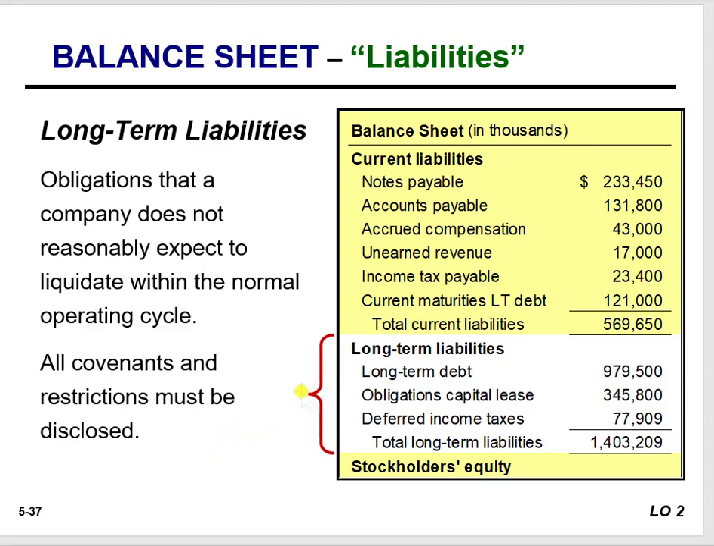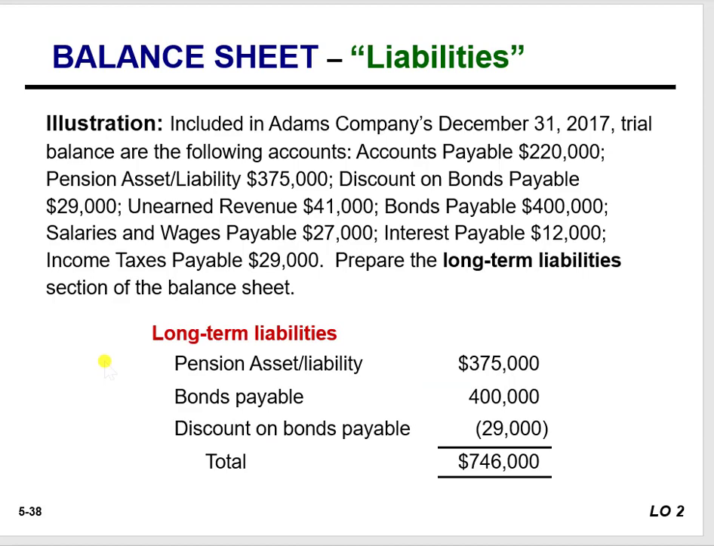And so again, here you have long-term debt, obligations of capital lease, and deferred income tax as your examples. So illustration. Included in Adams Company's December 31st, 2017 trial balance are the following accounts. Accounts payable, pension asset liability, discount on bonds payable, unearned revenue, bonds payable, salary and wages payable, interest payable, income tax payable. And so prepare the long-term liability section of the balance sheet.